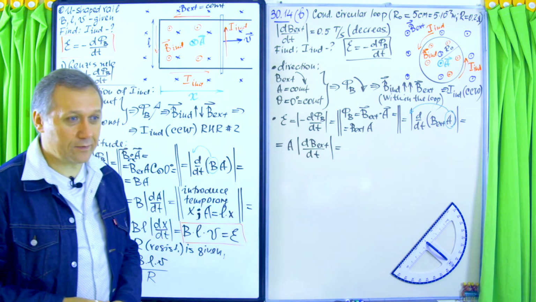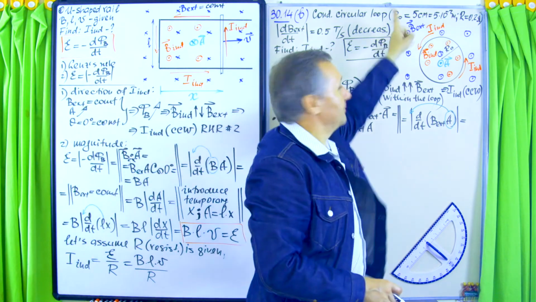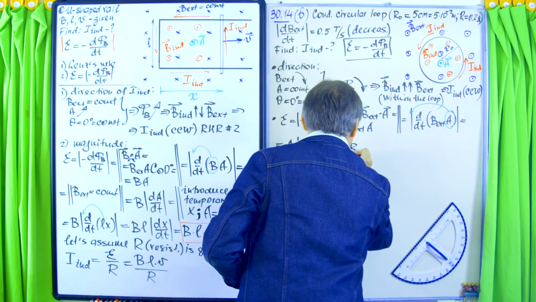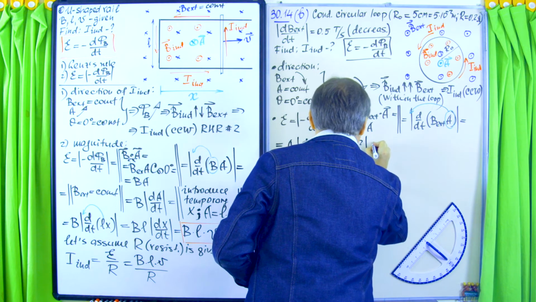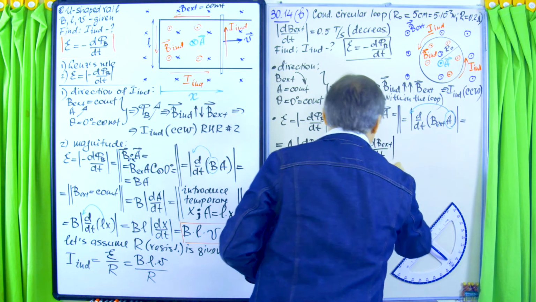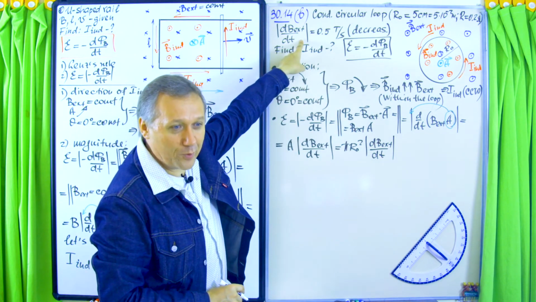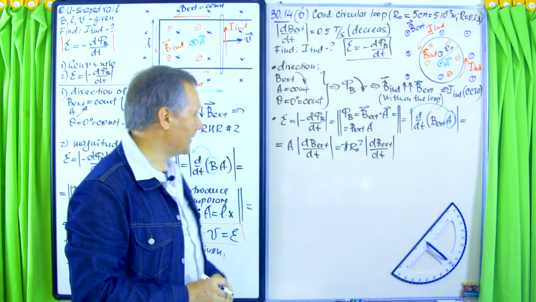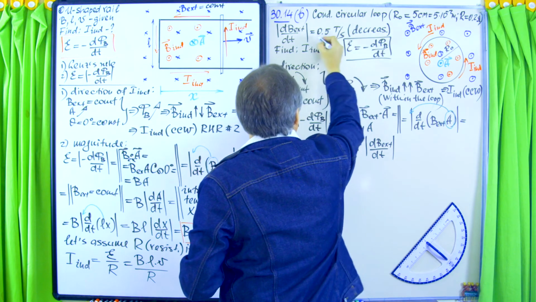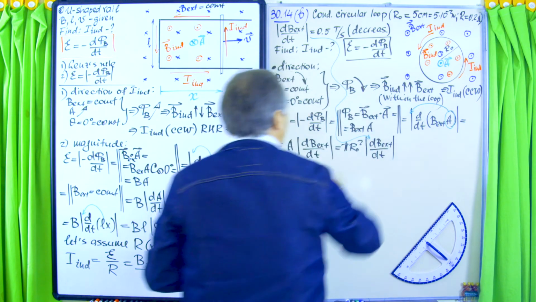Area, can we find area? It's a circle. Radius is given, r naught. So pi r naught squared, right? Pi r sub 0 squared and dB external over dt. And dB over dt is given, 0.5 Tesla per second, right? So let me emphasize that. Let me just draw some line connecting.